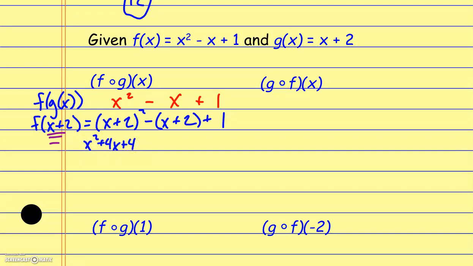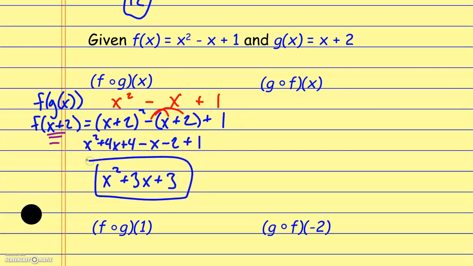Here I have to distribute this negative that's right here. So that gives me a minus x minus 2. And now I combine all the like terms. That gives me an x squared plus 3x, and looks like a plus 3. That's it. So that's my composition.